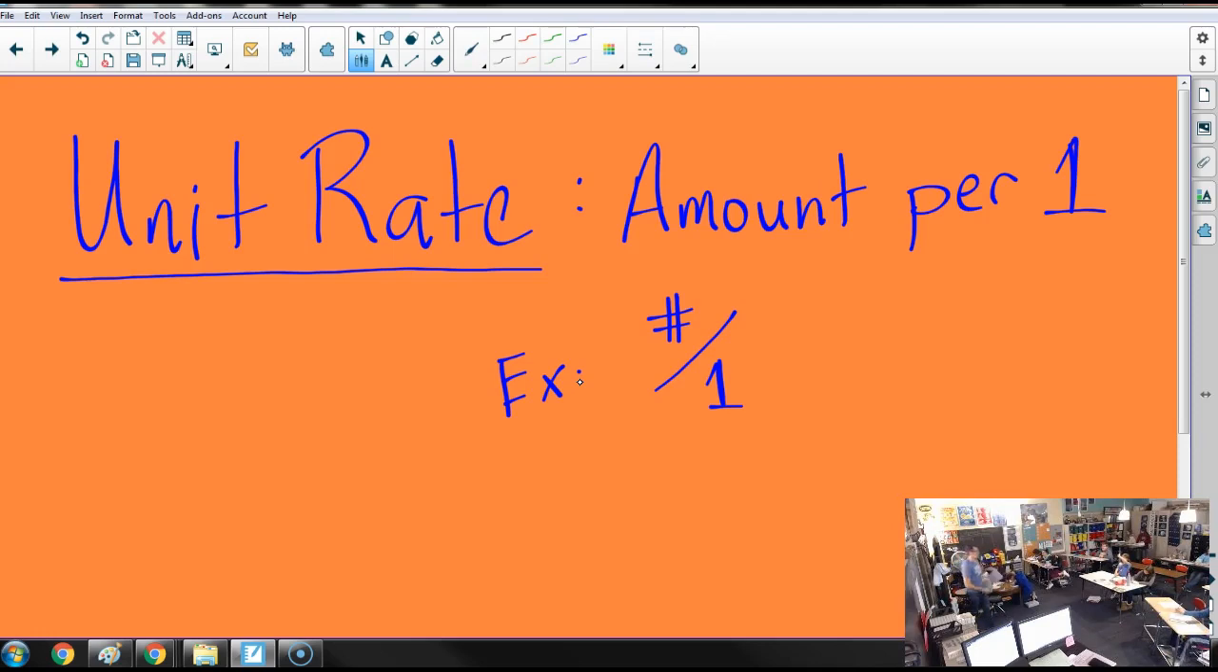So our unit rate, if we're talking about how fast we run, we might be talking about miles per hour or miles per minute or miles per second. But no matter what, the thing that comes after per is 1. Naomi? A simplified ratio. Yeah, so if we simplify it down to a 1 on the bottom. So we'll look at that today.